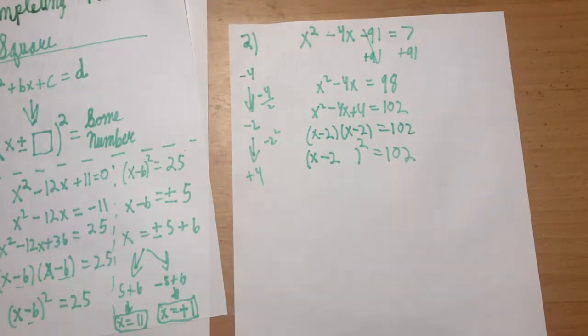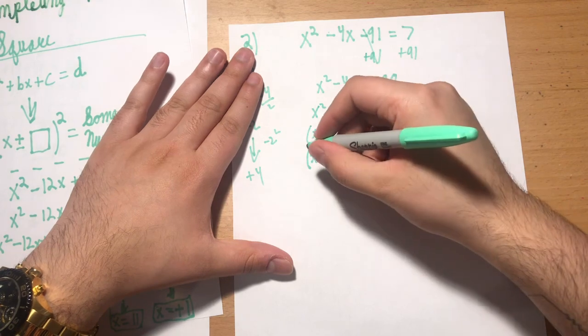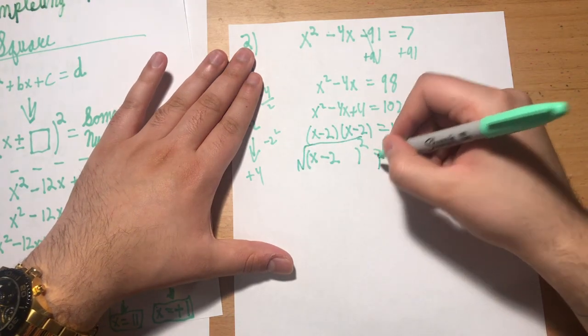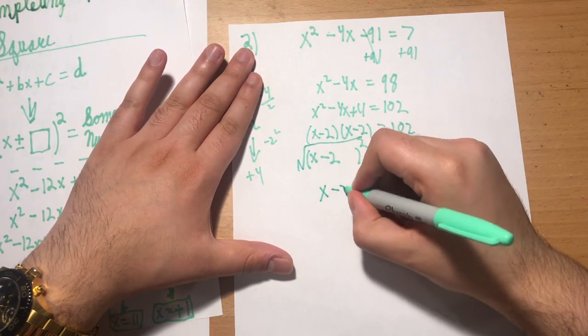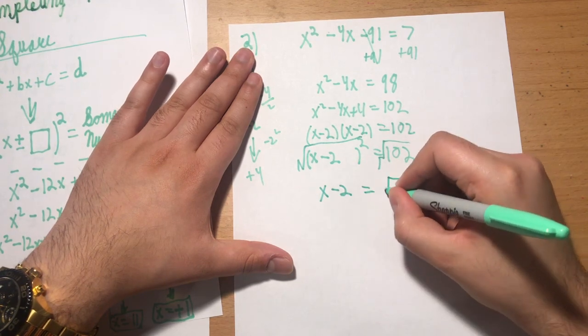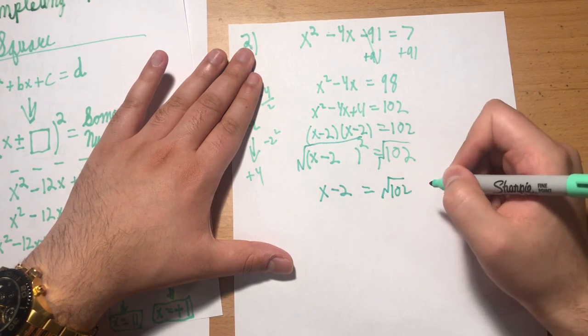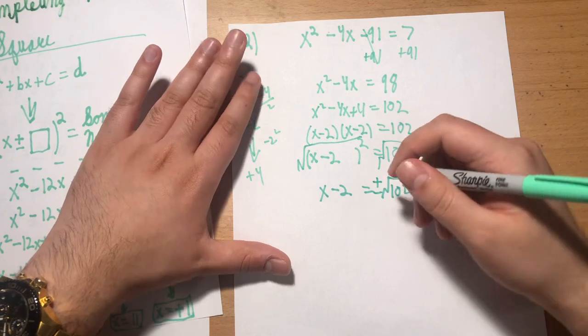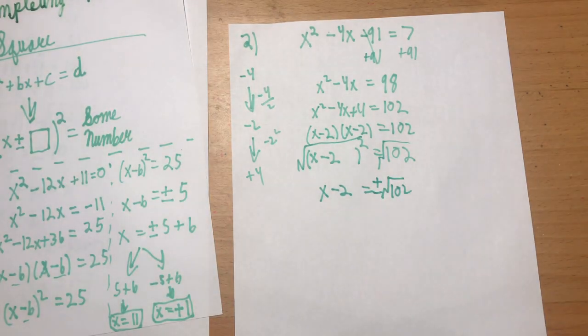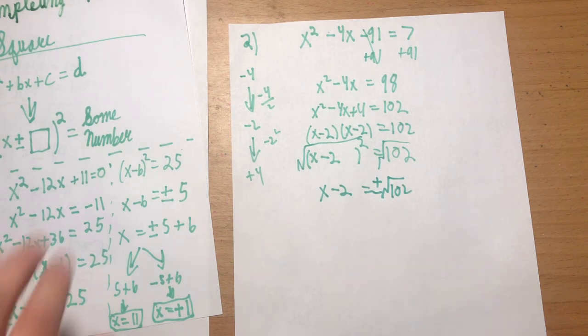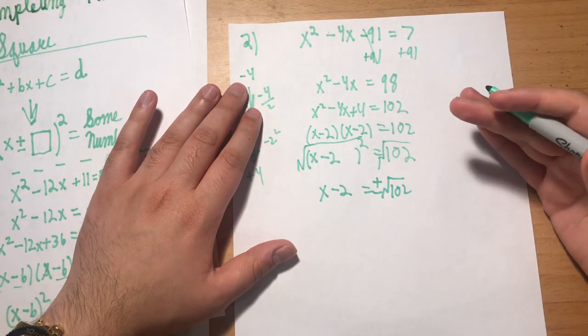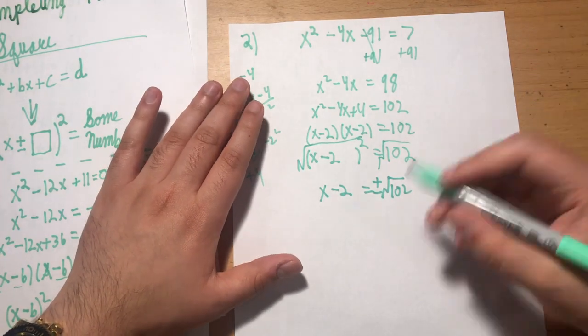Okay, so now we have it in perfect squared form, right? All our steps are complete. We have to solve. So we square root both sides to get rid of the exponent. And we get x minus 2 equals plus or minus the square root of 102. Now, 102 isn't a perfect square, okay? So we can leave it as a square root. You should be familiar with working with radicals from a previous unit.